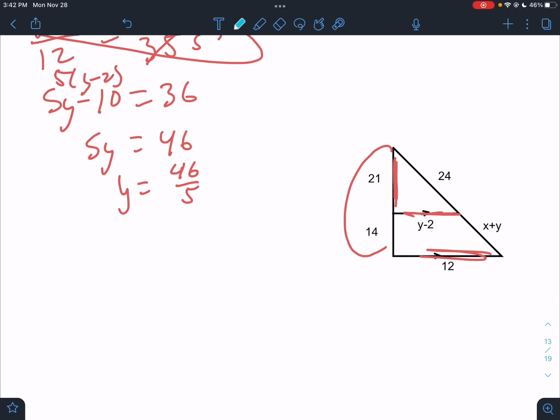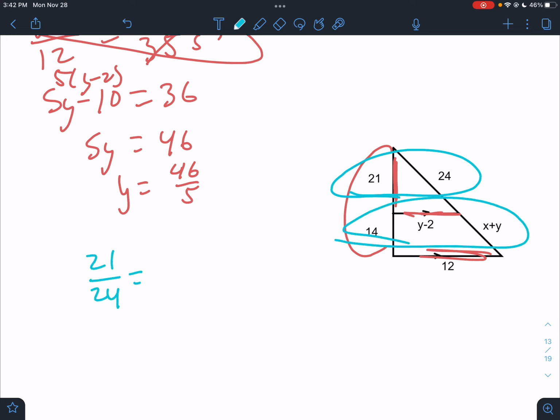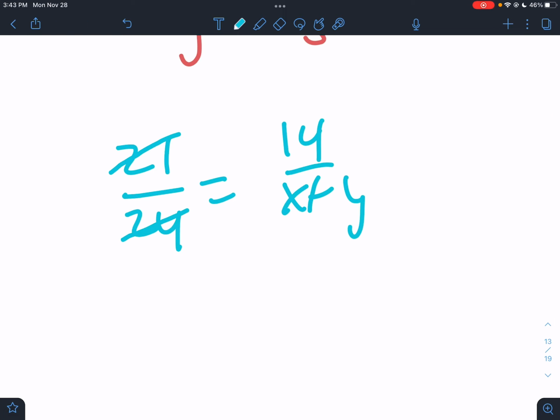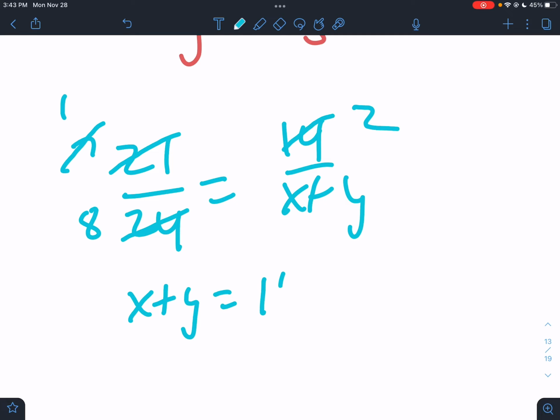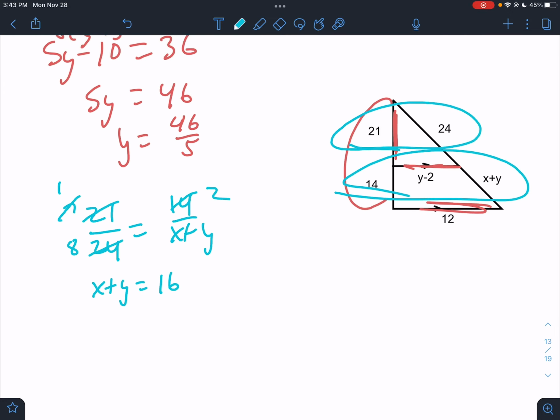The next proportion, I can use just the parallel lines. I can say 21 over 24 equals 14 over x plus y. I can do that because those are the spaces between the parallel lines. So I can use the parallel line property there. So let's solve this. 21 and 24 would be 7 and 8. And then over here, 7 and 14 would be 1 and 2. Cross multiply, well, x plus y times 1 is just x plus y. 8 times 2 is 16. But we know what y is. Y is 46/5. So subtract the 46/5.